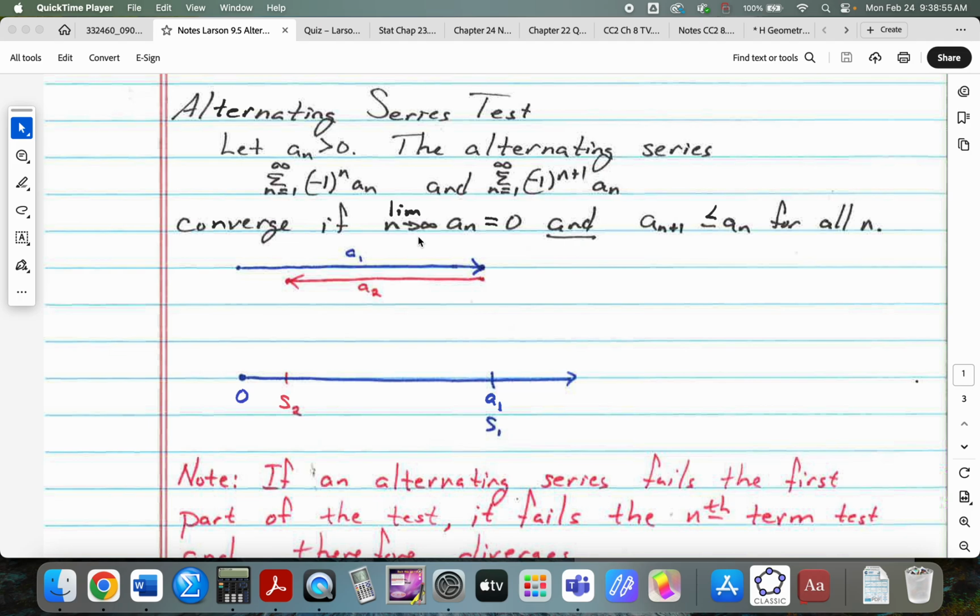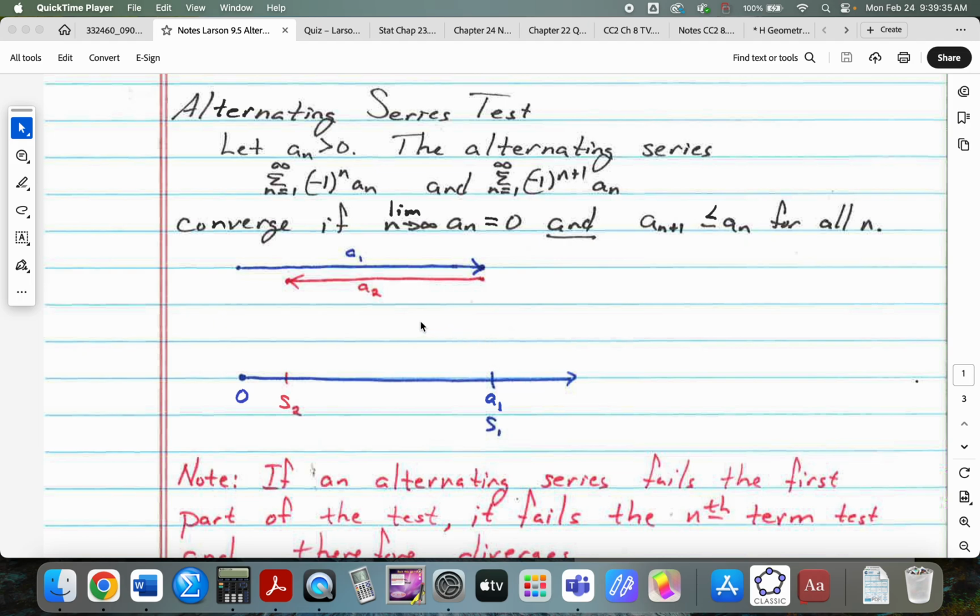The first thing is that the limit as n goes to infinity of a sub n has got to be equal to 0. Well, that's just the nth term test, right? That must be true. And each term must be less than or equal to the previous term. As long as those two things are true, then the series is going to converge. So alternating series, unless they're really horrible, they tend to converge.